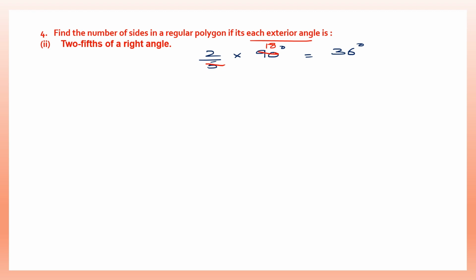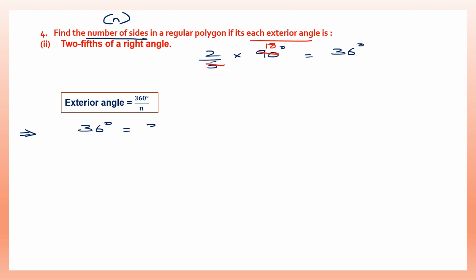Now this is my exterior angle. Now to find the number of sides, I can use this formula. Exterior angle is equal to 360 degrees by n. And what is n? n is the number of sides. So now let's write: exterior angle is 36 degrees. This is equal to 360 degrees divided by n. I'm going to transpose n to the left hand side, so it becomes multiplication. So 36 into n is equal to 360.